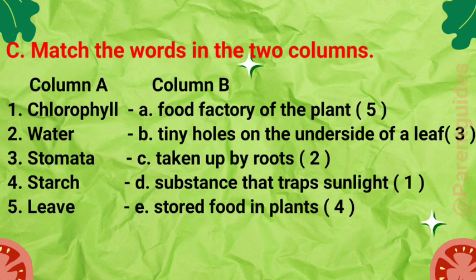C. Match the words in the two columns. Column A, column B. 1. Chlorophyll. Substance that traps sunlight. 2. Water. Taken up by roots. 3. Stomata. Tiny holes on the underside of a leaf. 4. Starch. Stored food in plants. 5. Leaf. Food factory of the plant.